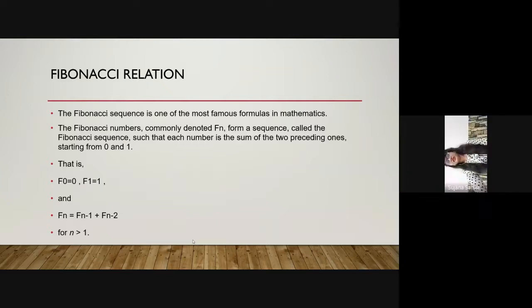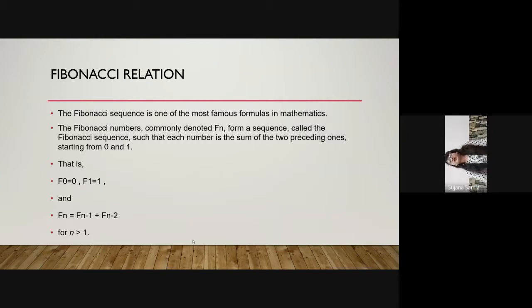The next point is the Fibonacci relation and its application. First of all, we have to know what the Fibonacci relation is. It is one of the most famous formulas in mathematics. Fibonacci numbers are used to create technical indicators, using a mathematical sequence developed by the Italian mathematician commonly referred to as Fibonacci in the 13th century. The sequence starts with 0 and 1 and is created by adding the previous two numbers.